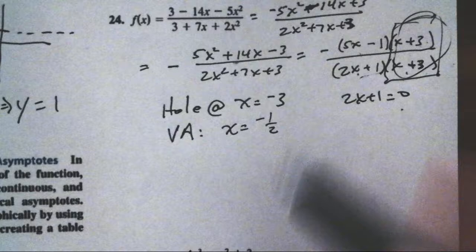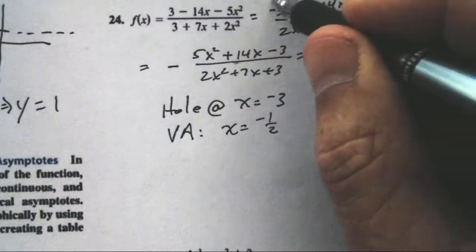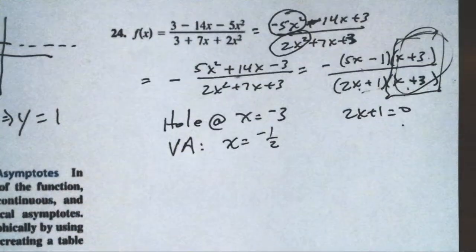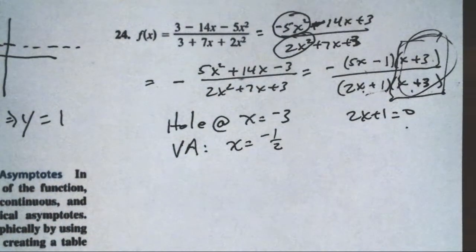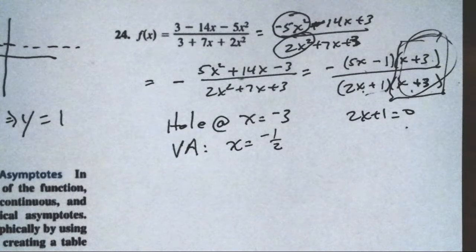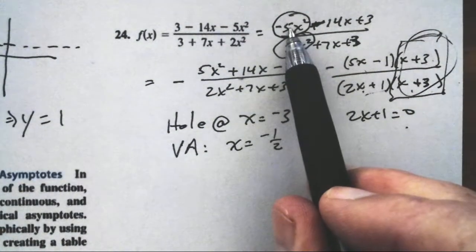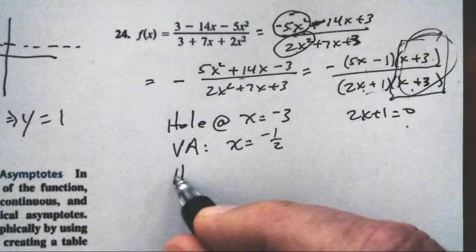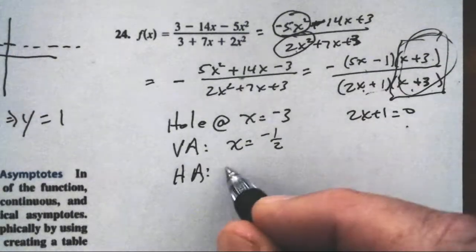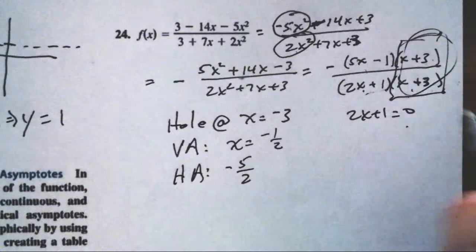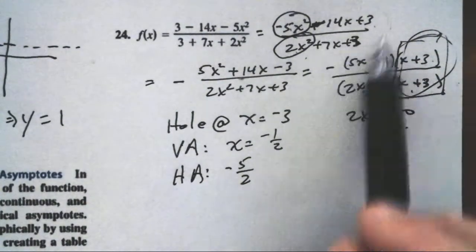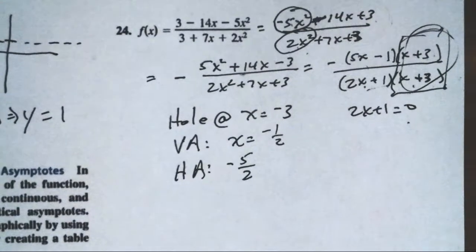And then in the big picture, if we look at this, negative 5x squared and 2x squared become the dominant terms of this rational function. And therefore, the graph eventually just wants to look like this on this. The x squareds cancel, and our horizontal asymptote becomes negative 5/2. It never quite gets there because it's offset a bit.